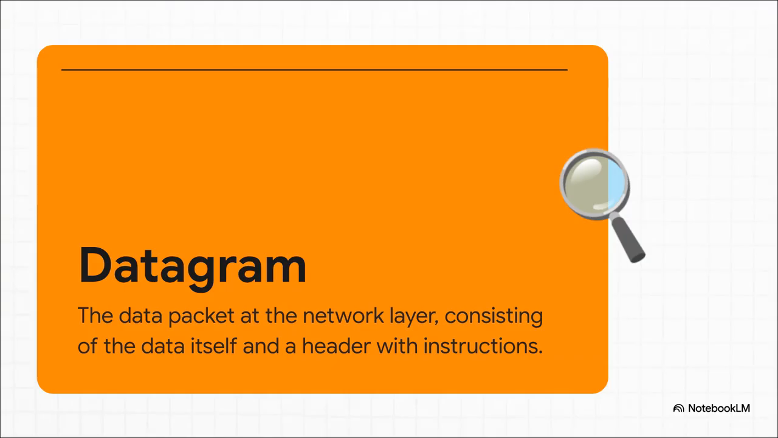So what is a datagram? Just think of it like a package you'd send in the mail. It's got two main parts. First, there's the payload. That's the actual data, a chunk of that movie or a piece of that email. And then, slapped right on the front, is the header. This is the shipping label. It's got everything: the destination address, the return address, and all the handling instructions.